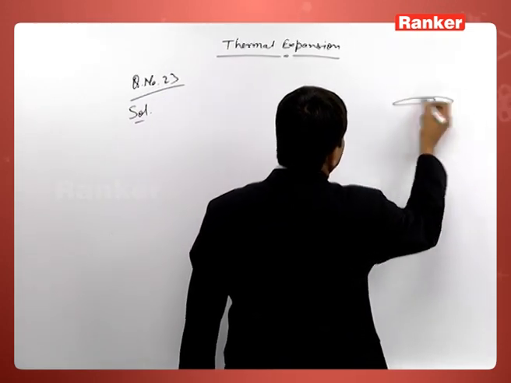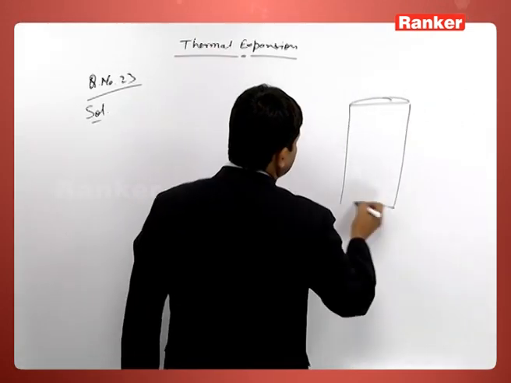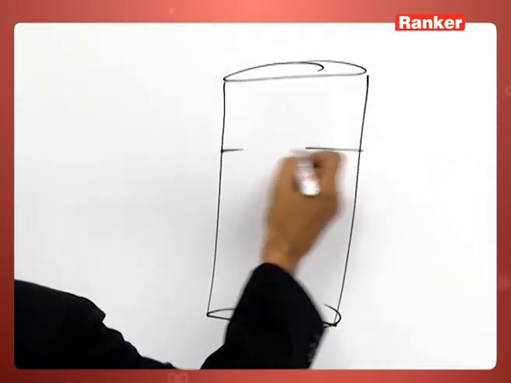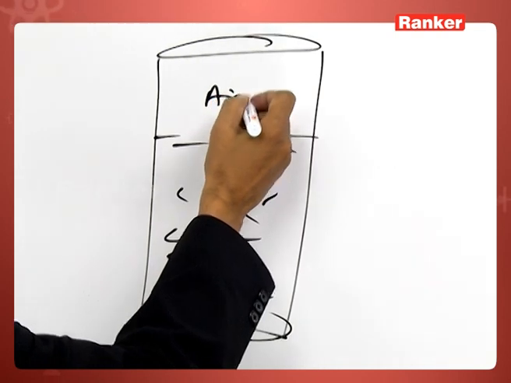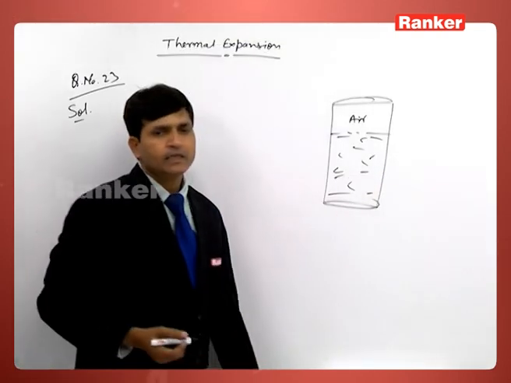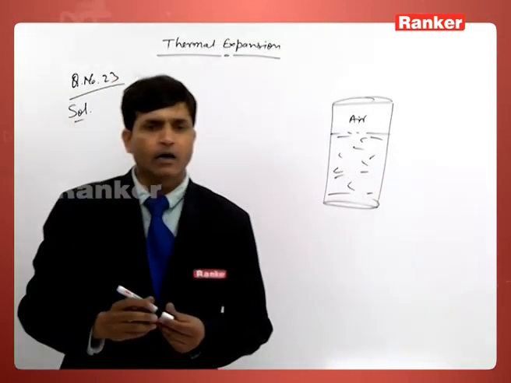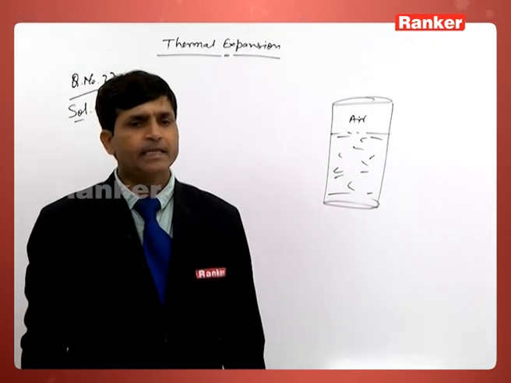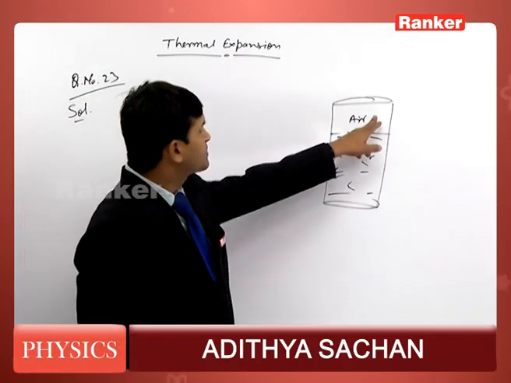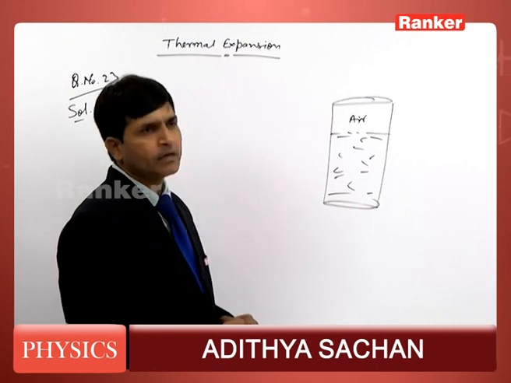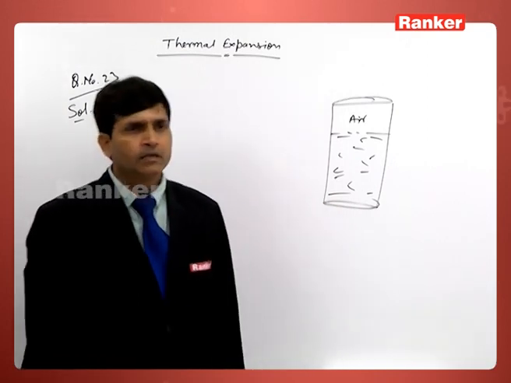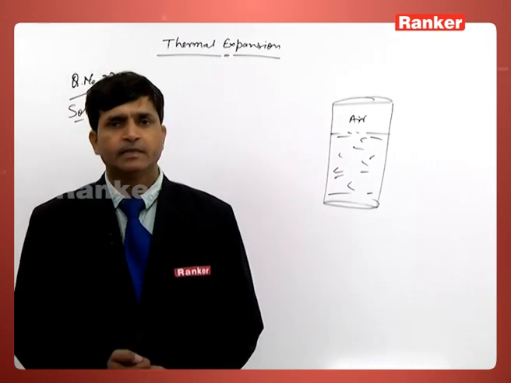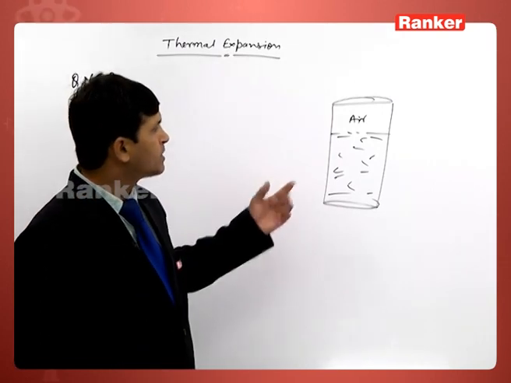First of all, the question is like this. Let this be a flask. In this flask some mercury is there, and this is air. So they are saying that on heating, the volume of air inside the flask remains the same. This volume will remain constant. It means whatever the increase in the volume of the whole flask, that will be equal to the change in the volume of the mercury.